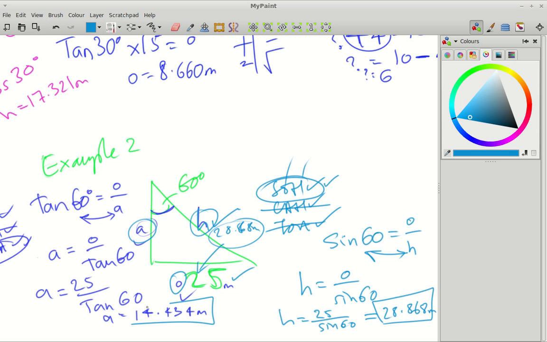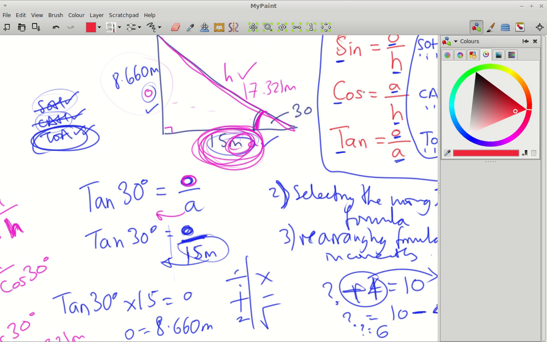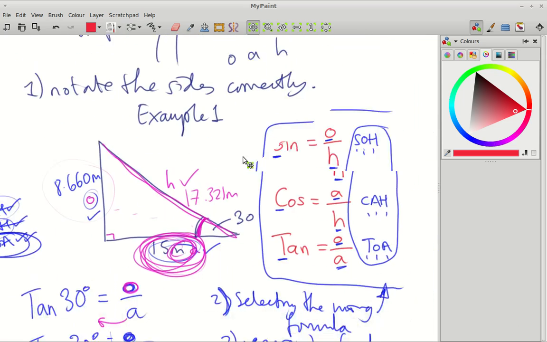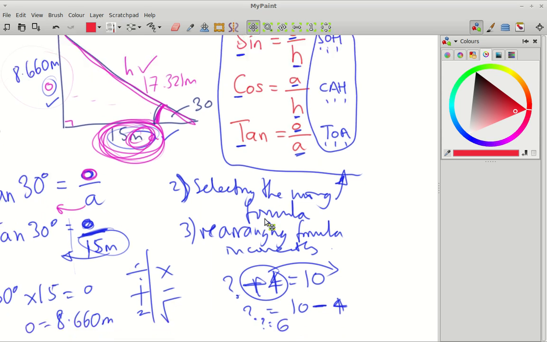That's pretty much it. So you've got to label your sides correctly first. If you get that wrong, you've had it. You've then got to choose the correct trig rule, and then you've got to rearrange your formula correctly. So there are 3 steps. Let's just quickly recap on them. So notate it correctly: opposite, adjacent, hypotenuse. Select the right trig formula, and then rearrange the formula correctly.